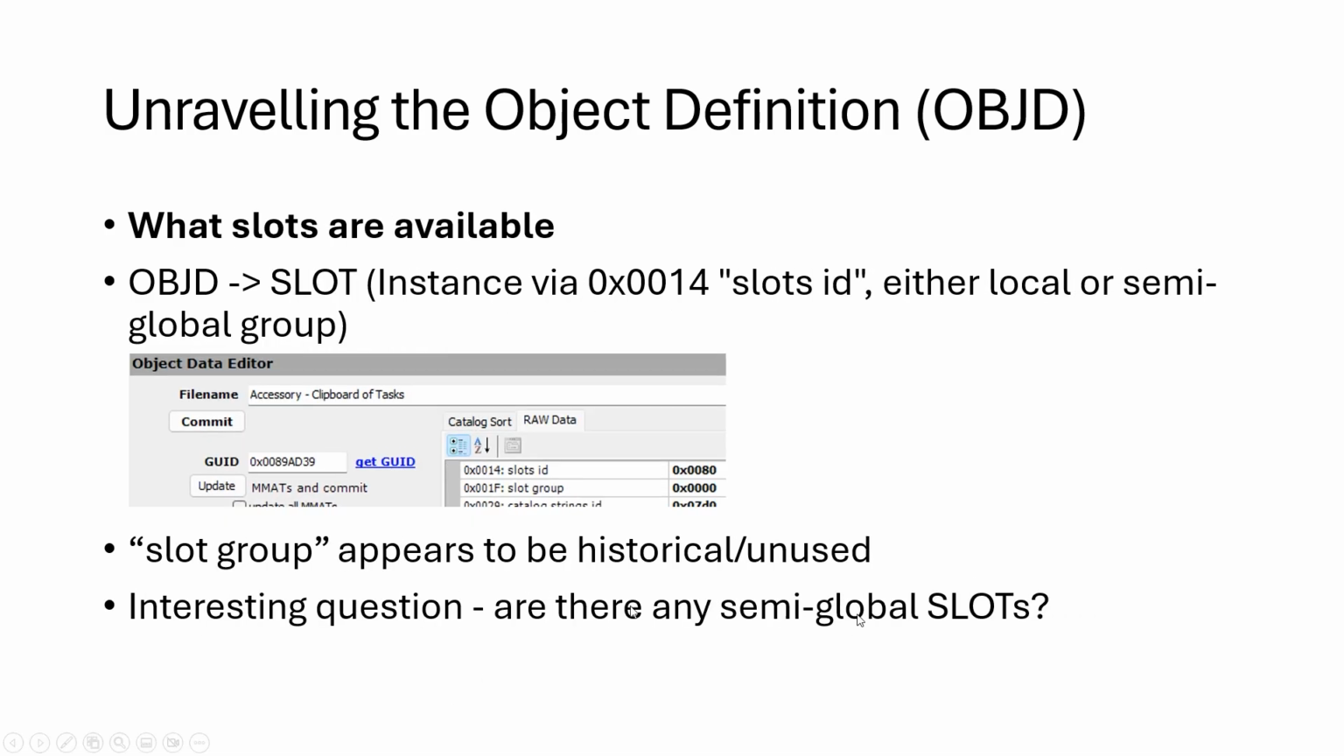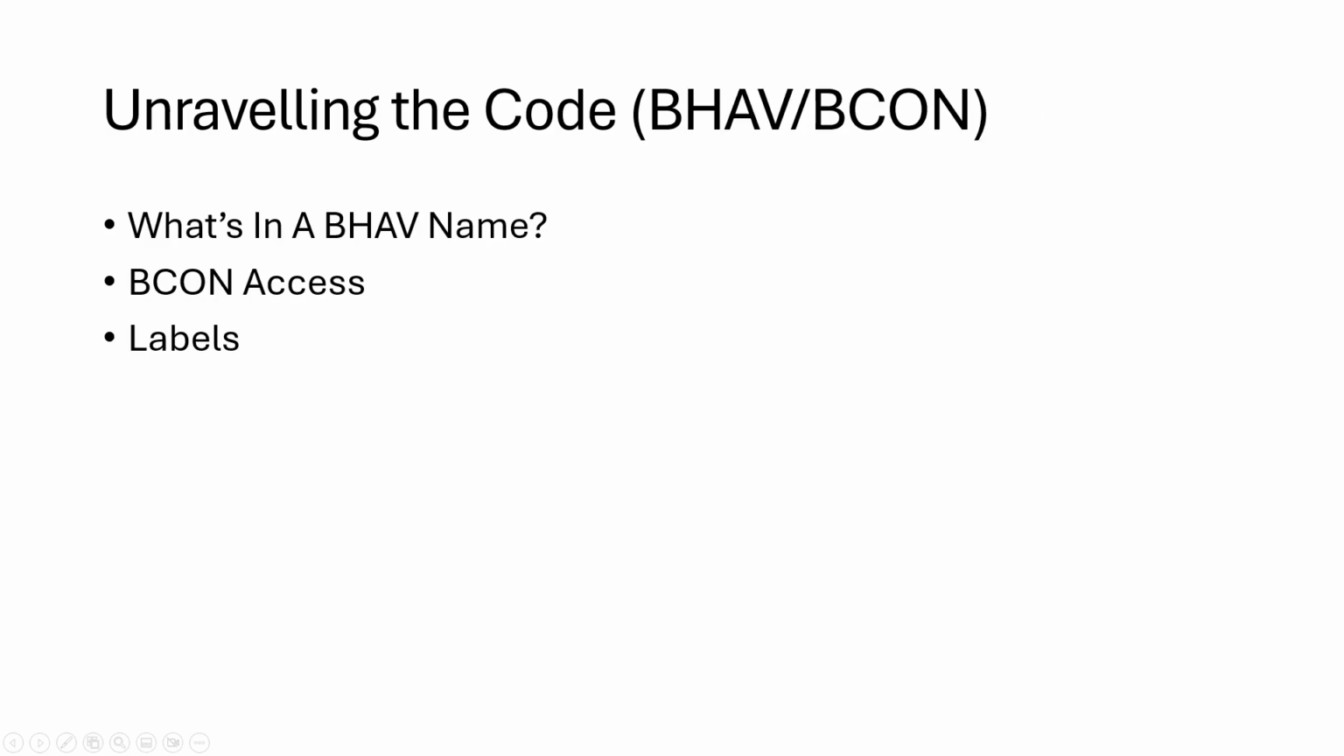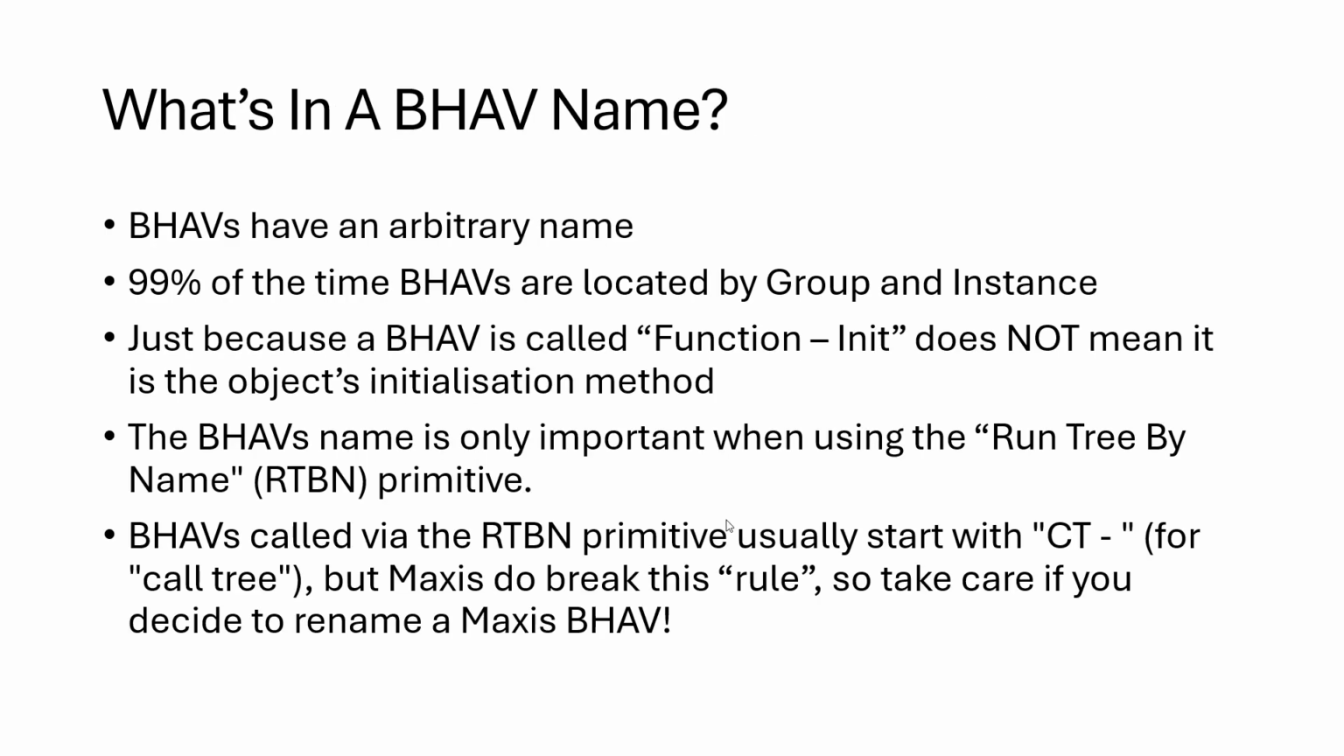Yeah, interesting questions. I'm not sure there are any semi-global slots. But that's kind of the point: everything in an object starts from the OBJD. You need to follow it out from the OBJD, not from what's necessarily in the object's package file. We've touched on some of this, what's in a BHAV, I suppose. Any questions on OBJD before we move on?